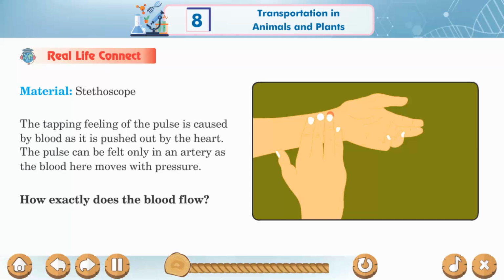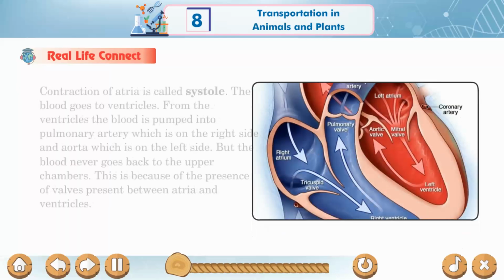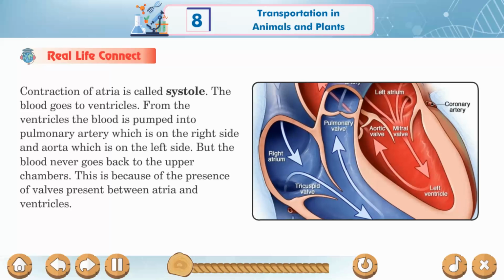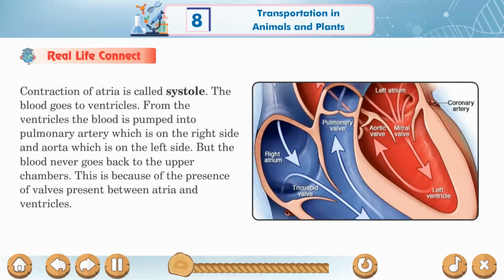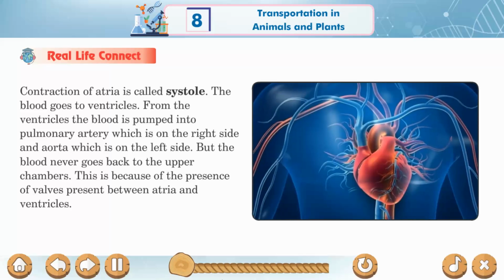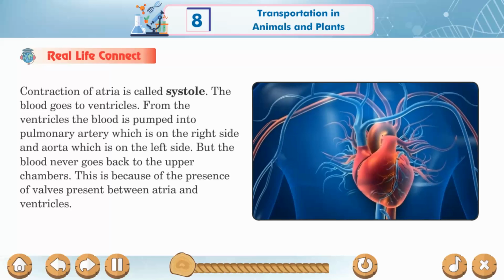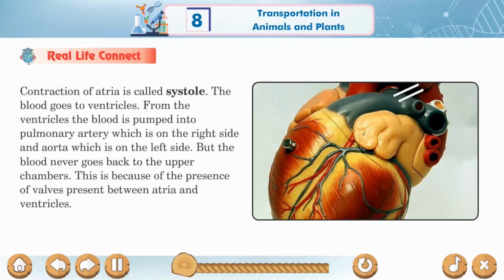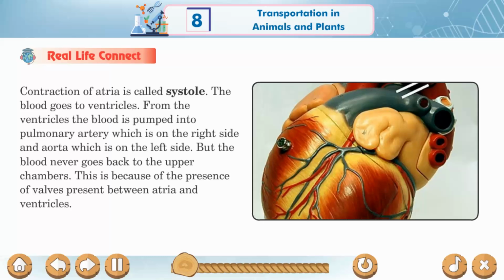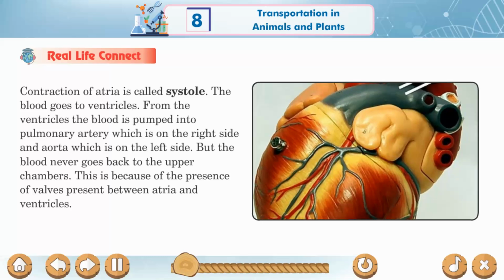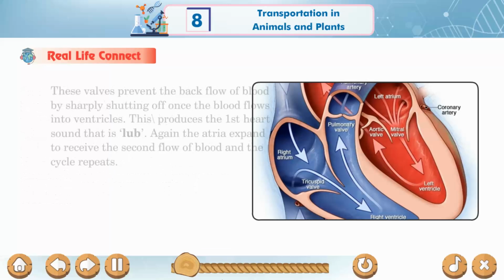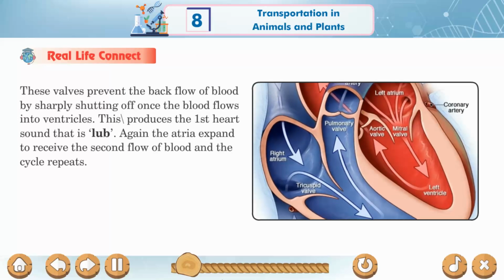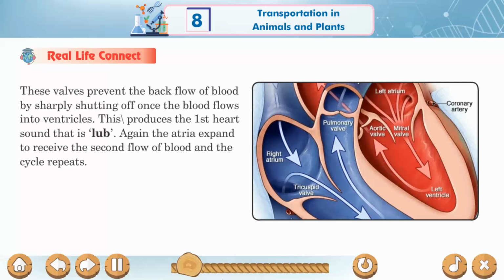How exactly does the blood flow? Contraction of atria is called systole. The blood goes to ventricles. From the ventricles, the blood is pumped into pulmonary artery, which is on the right side, and aorta, which is on the left side. But the blood never goes back to the upper chambers. This is because of the presence of valves present between atria and ventricles. These valves prevent the backflow of blood by sharply shutting off once the blood flows into ventricles.